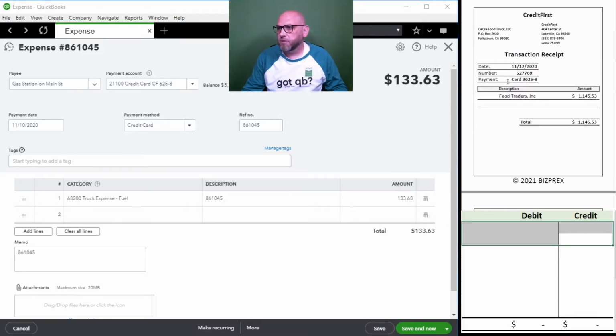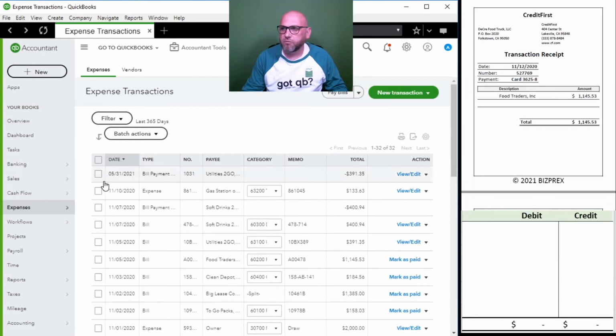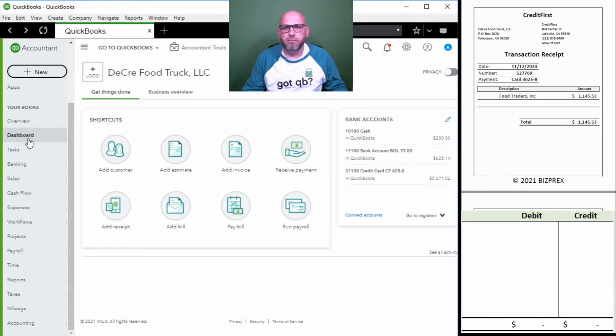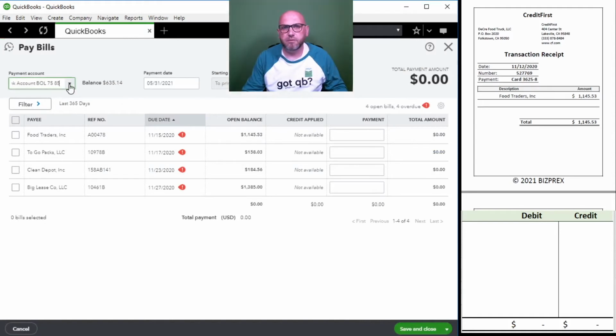All right, we have another transaction receipt, right? What's happening here? Well, we paid food traders with a credit card, right? That's an invoice that we previously entered. So let's go ahead and go to our dashboard, and then we're going to pay bills. All right, we've done it before. Let's do it again. So let's make sure we paid with a credit card. Okay. All right, which one are we paying, right?